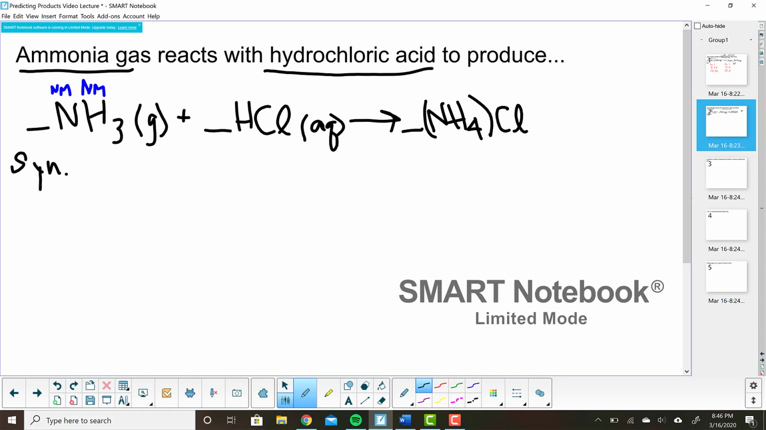And just one product because this is synthesis, so I only have one product. And this is aqueous because I have an ionic compound.